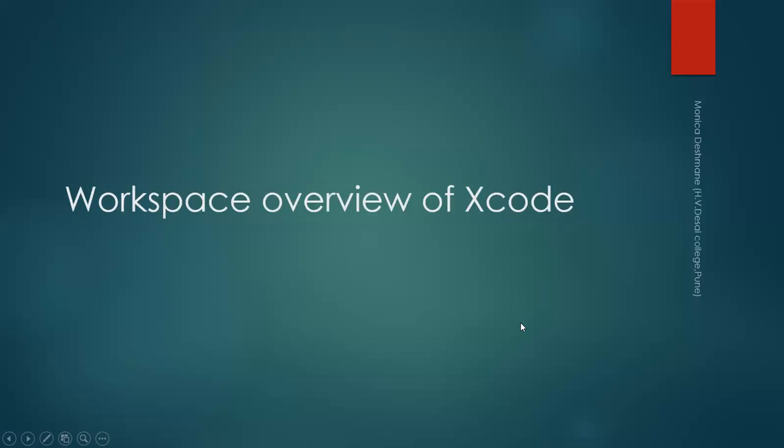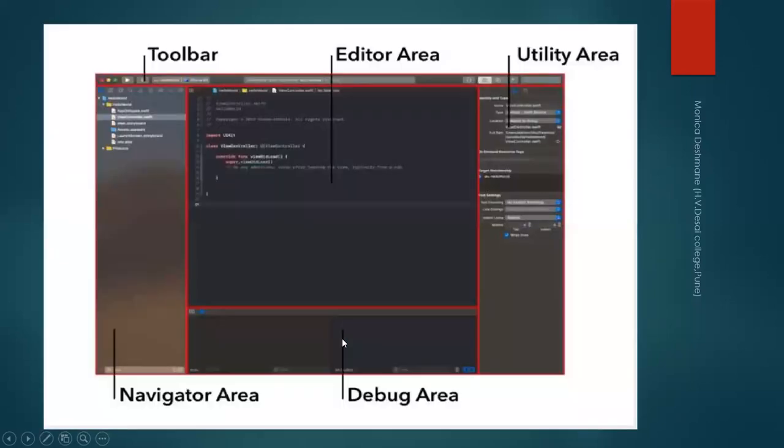Now, workspace overview of Xcode. Basically, as I told you, Xcode is divided into a number of areas. Here is the figure that shows 5 areas. By default, 3 areas are shown: left, middle, and right. The colorful areas shown by the Xcode interface are the navigation area, in red color, the debug area, in green color, and the utility area, displayed in blue color.